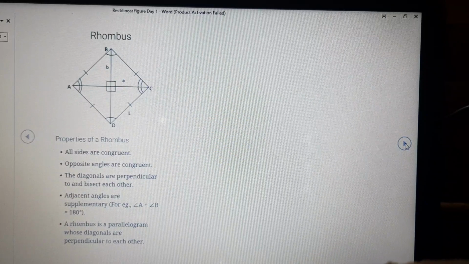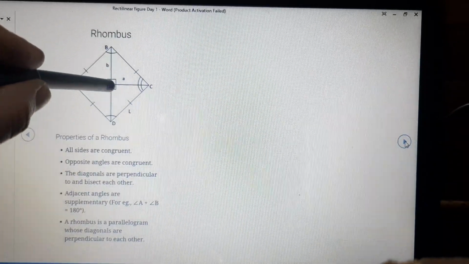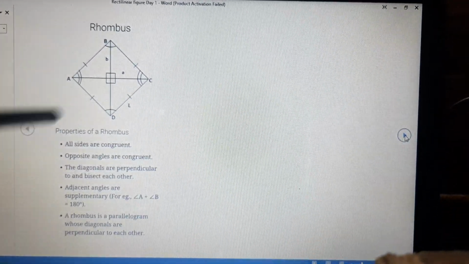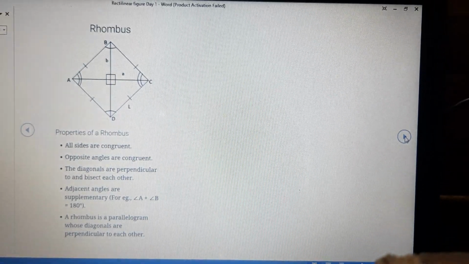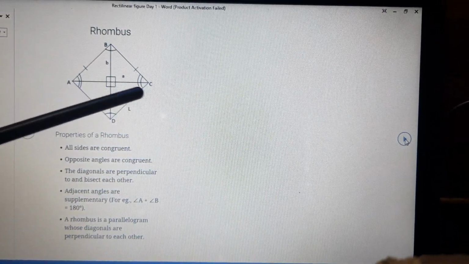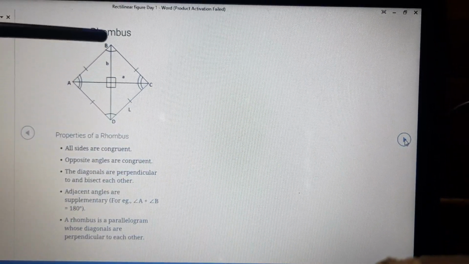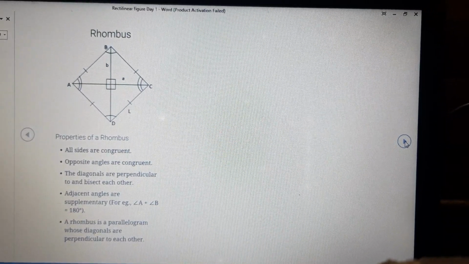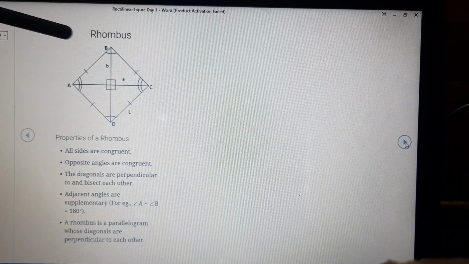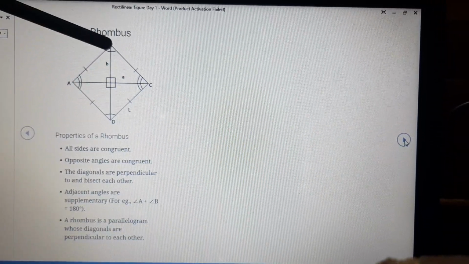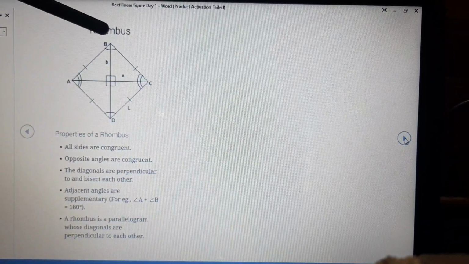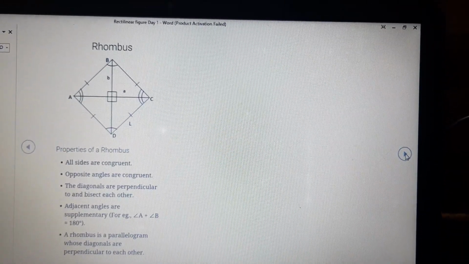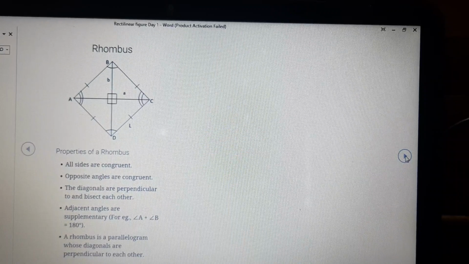What does it mean? If diagonals intersect each other at, suppose, point O, this is point O, then OA is equal to OC, OB is equal to OD. Clear? And the angle between them is 90 degrees. It means angle AOB is 90. Likewise, angle BOC is 90. The other two will also be 90 degrees. Are you getting it? Very, very important.